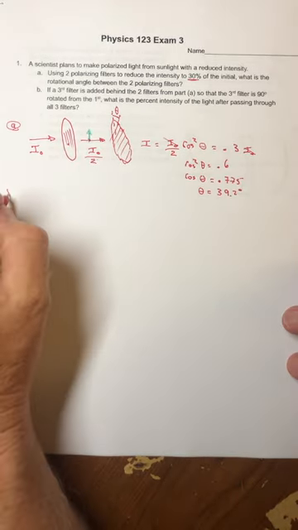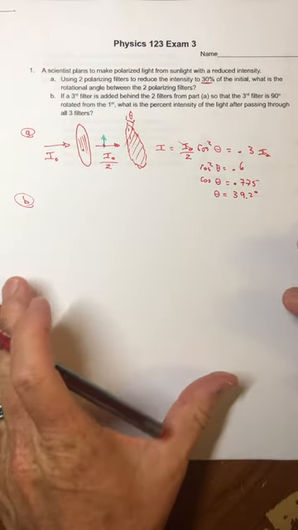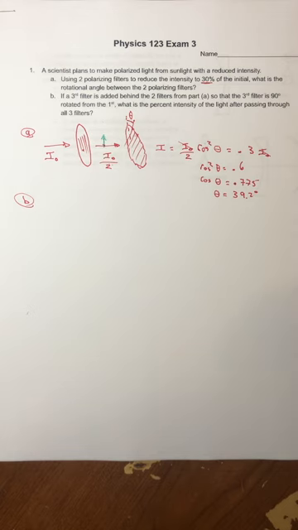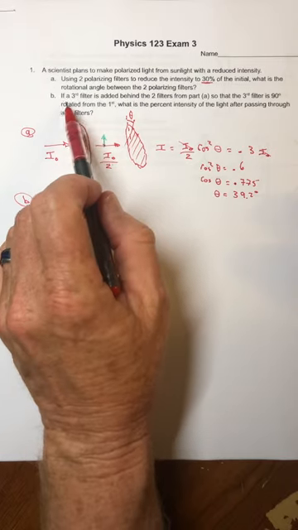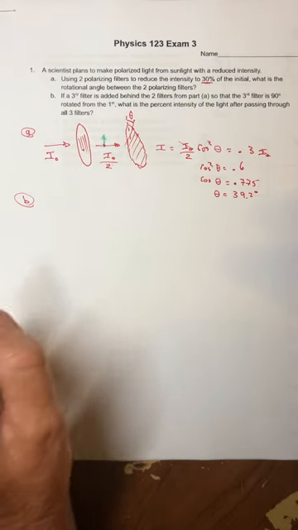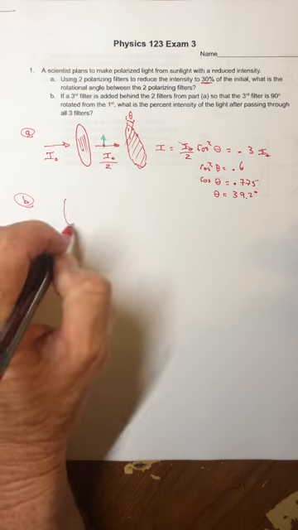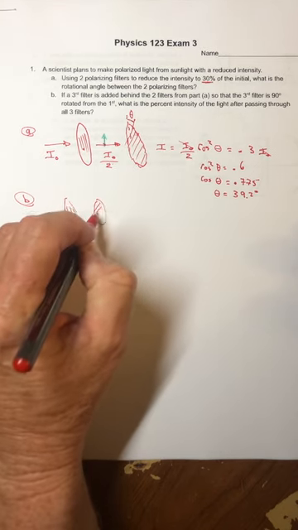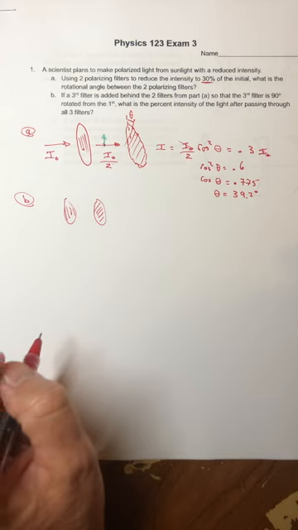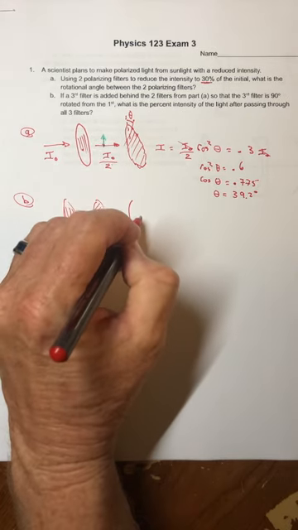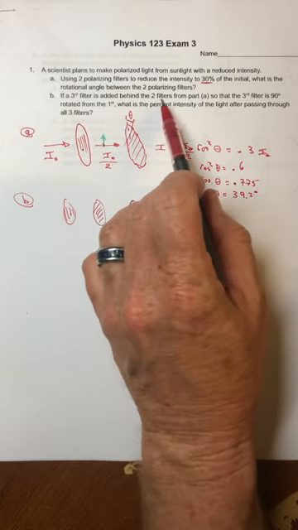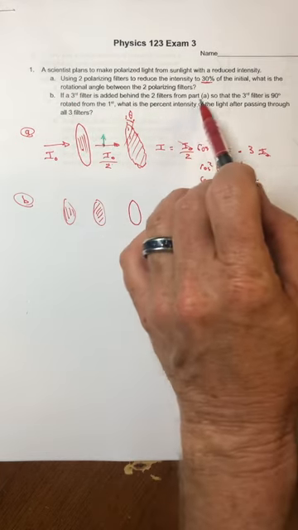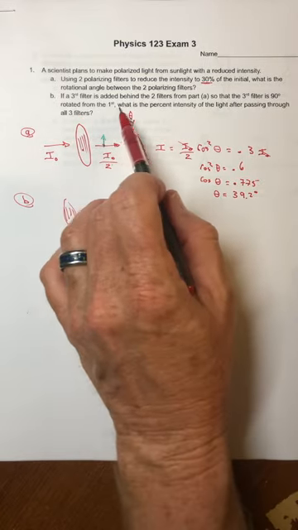Okay, hopefully that was straightforward. In fact, maybe you noticed the pattern on the exam: I tried to give a really straightforward first part and a little more thought-provoking second part, A and B. So on part B, we're going to throw in a third filter. We already have the first one and the second one, and now we're going to throw in a third one. It makes it very clear that the third filter is added behind the other two from part A, so that the third filter is 90 degrees rotated from the first.